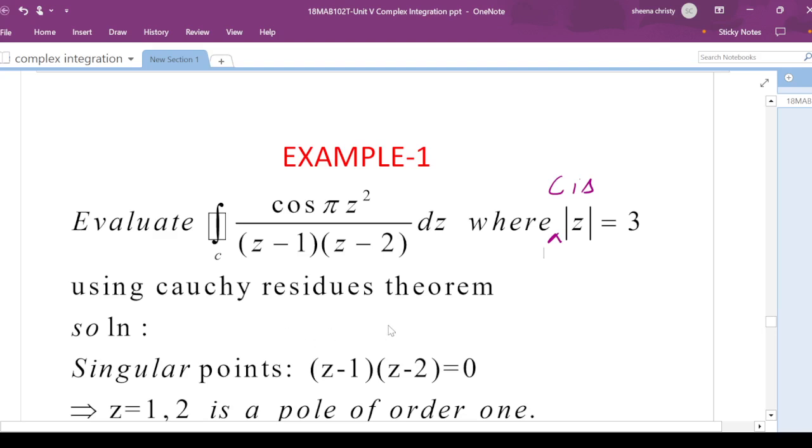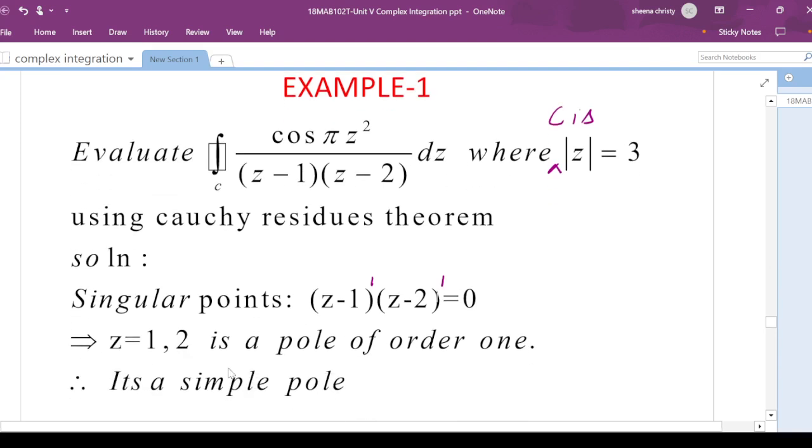Residues means you have to find the poles of the function first. So the singular points, by equating the denominator to 0, are z equal to 1 and z equal to 2. Since the power of z minus 1 is 1 and the power of z minus 2 is 1, you can call z equal to 1 a pole of order 1 and z equal to 2 also a pole of order 1. Here the order depends upon how many times the factor is repeated. So z equal to 1 is repeated only one time, and z equal to 2 also occurs one time. Therefore, the other name for these poles is simple pole.